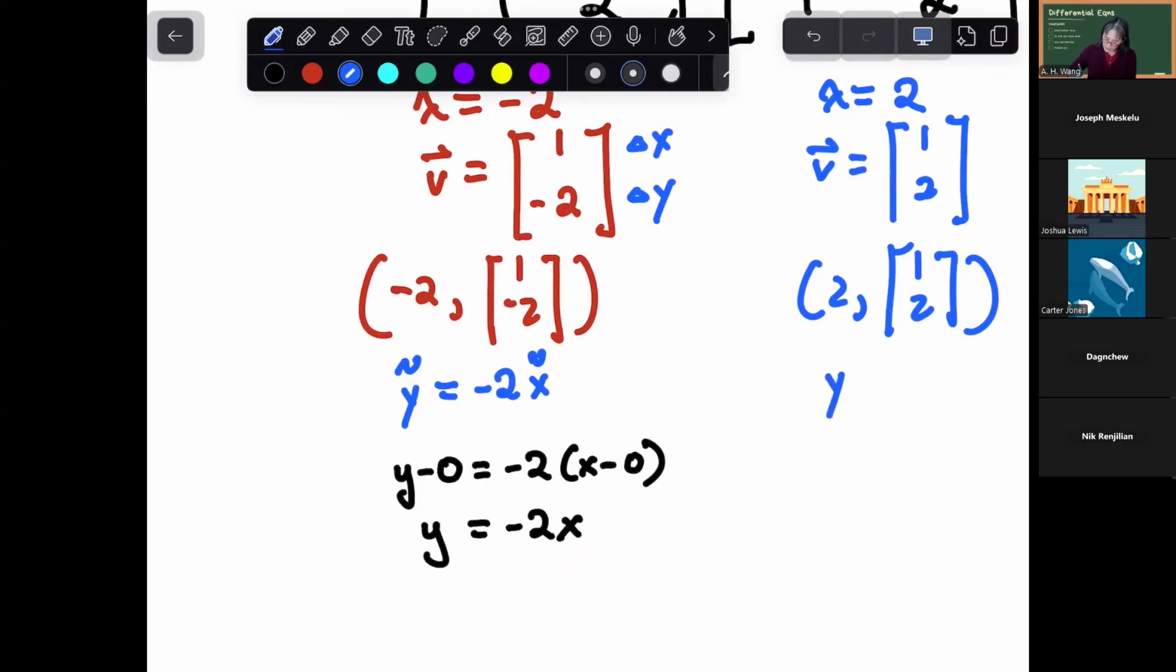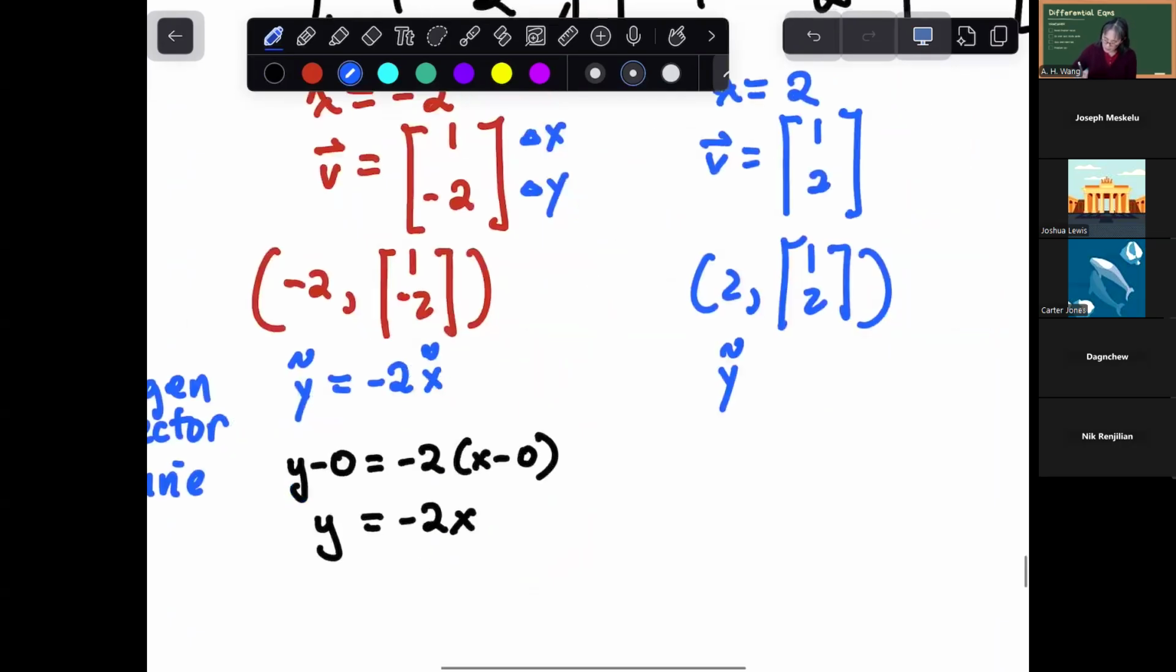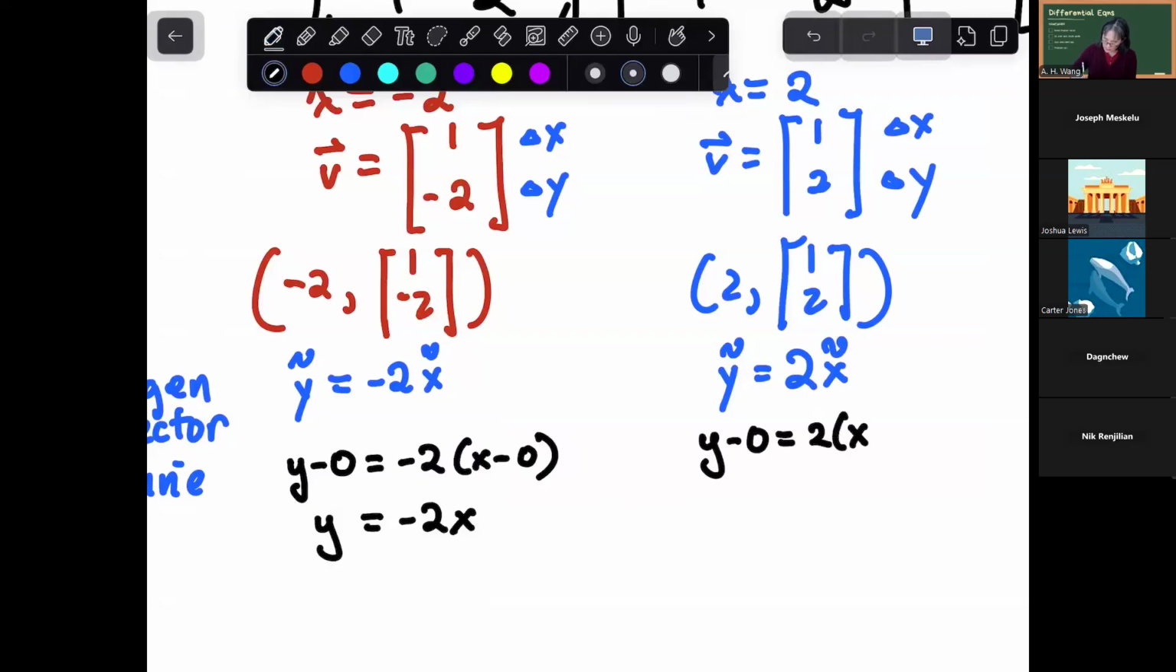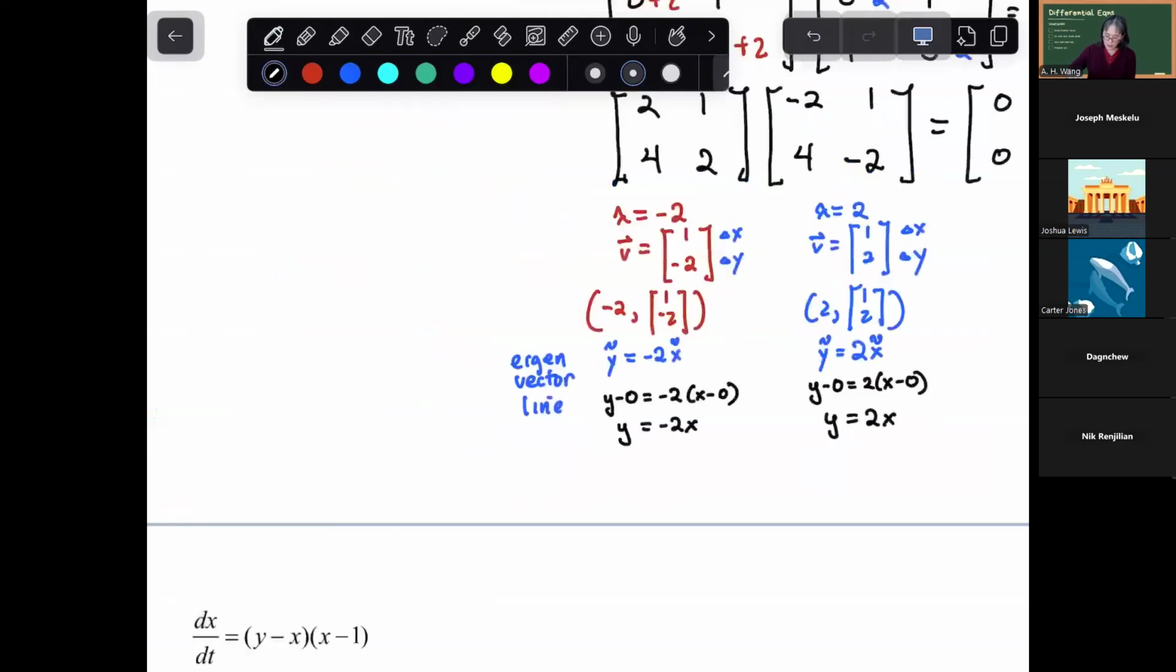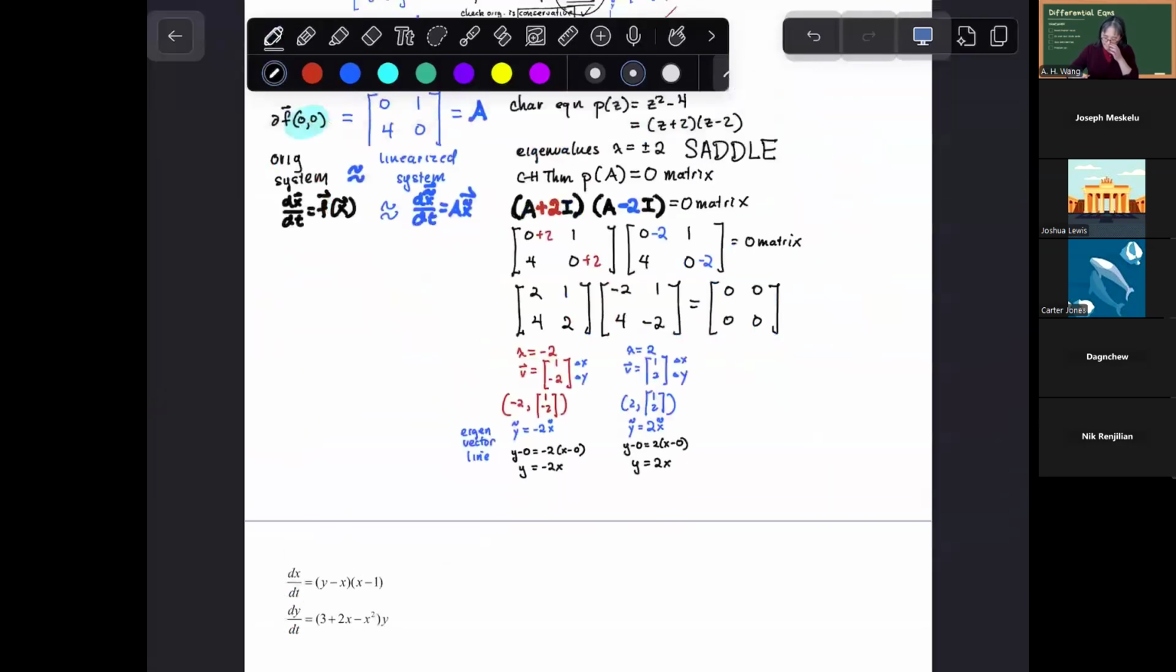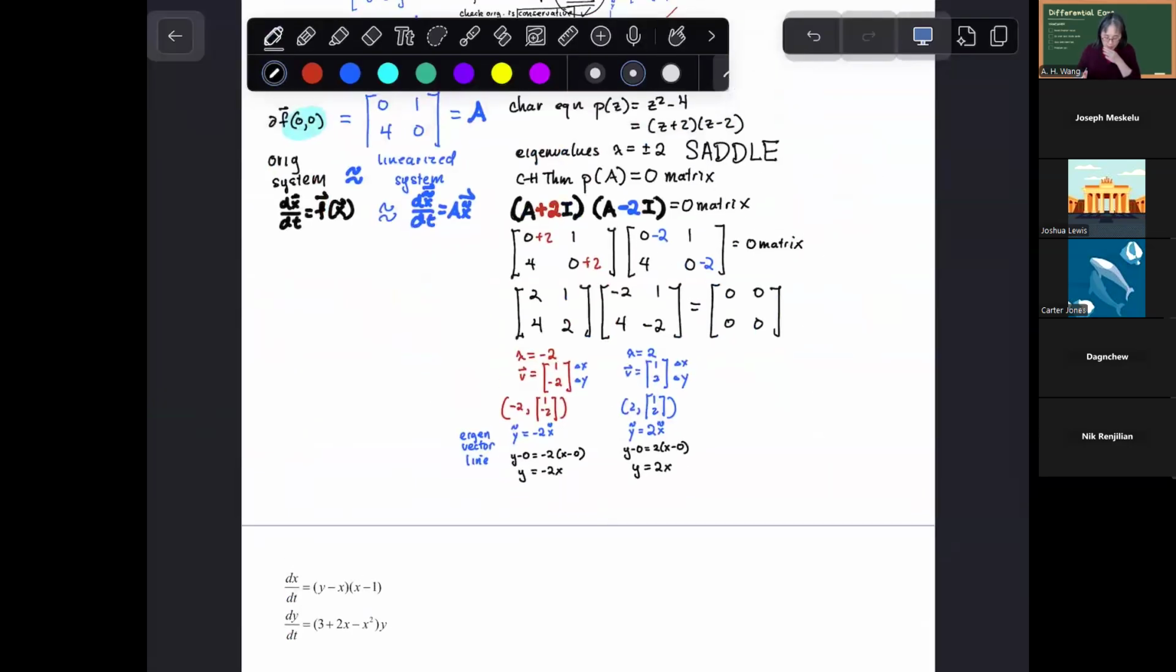Similarly, over here, the eigenvector line, so this is the eigenvector. Similarly, over here, you have this, and this is going to be change in x, change in y. So this is 2x tilde. So then you would go ahead and say y minus 0 equal 2 times x minus 0. But if that had been something besides 0, this is the equation of the eigenvector line. Okay? And now what we have is the saddle.